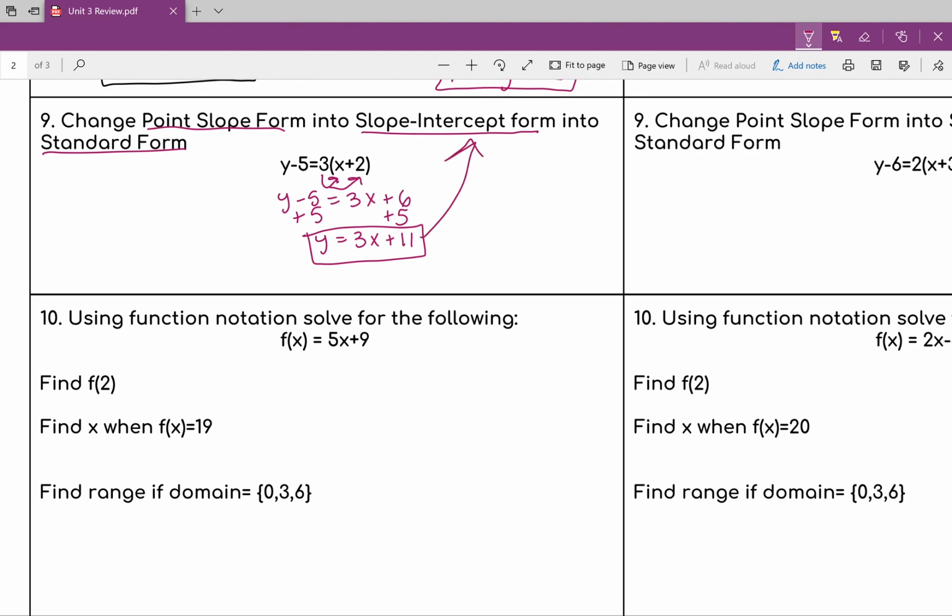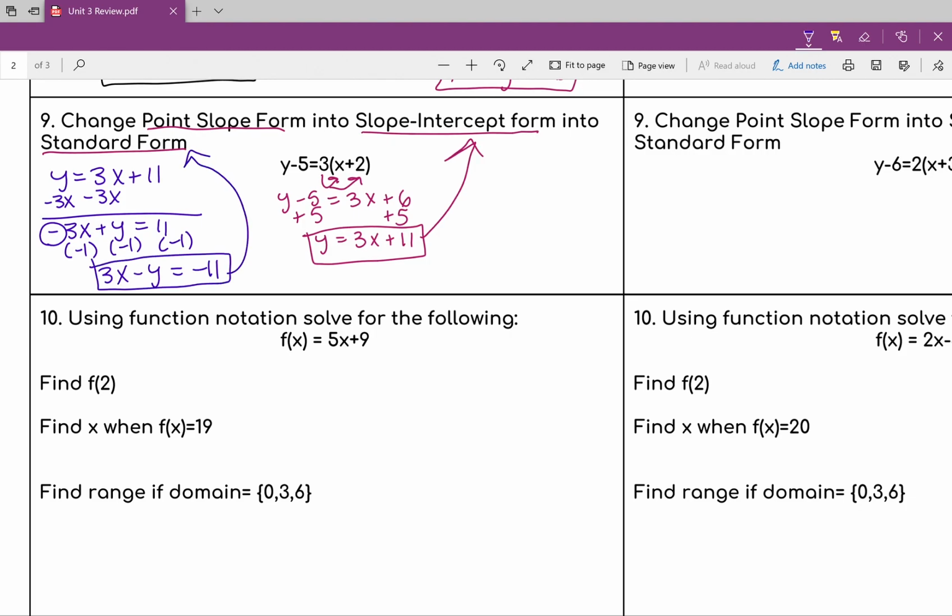And then remember, to turn it into standard form, I have to get x and y on the same side. So I have y equals 3x plus 11. I'm going to subtract 3x from both sides. So I get negative 3x plus y equals 11. I can't have that negative right there, so I'm going to multiply every single one by a negative 1 to get rid of it. So then I have 3x minus y equals negative 11. That's my answer for standard form.